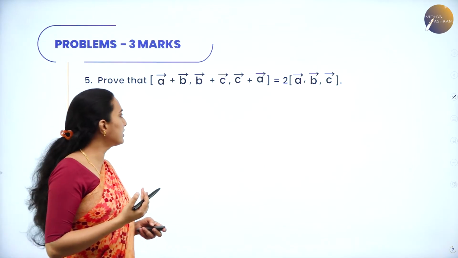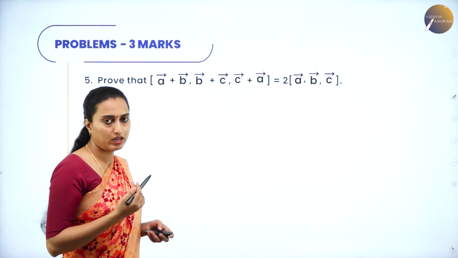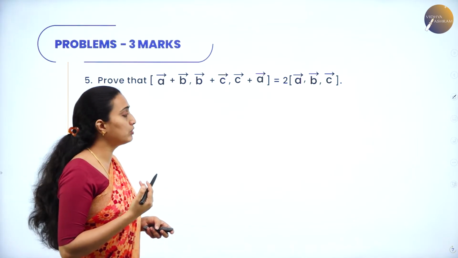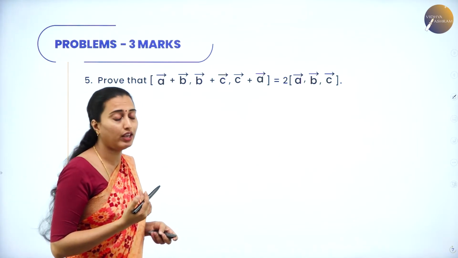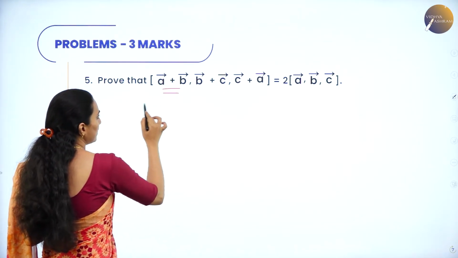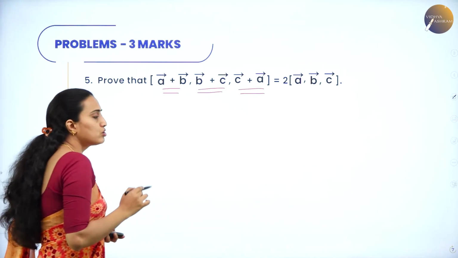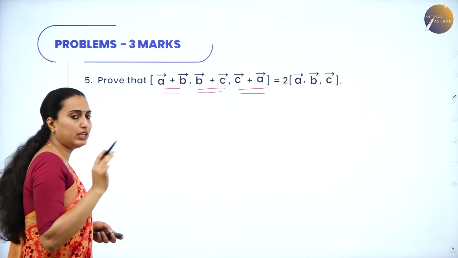Prove that the box product of A vector plus B vector, B vector plus C vector, C vector plus A vector equals 2 times the box product of A vector, B vector and C vector. Dears, think of this one as a vector, think of this whole as a B vector, think of this whole as a C vector. So you need to take it as A dot B cross C.